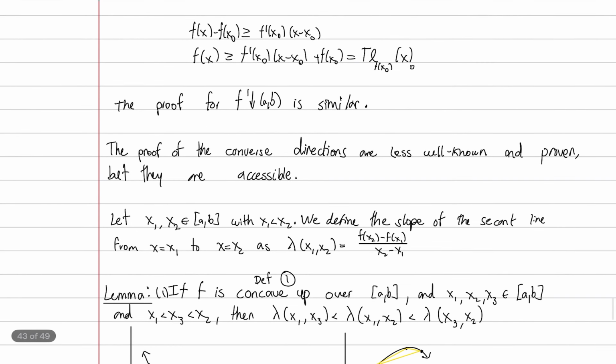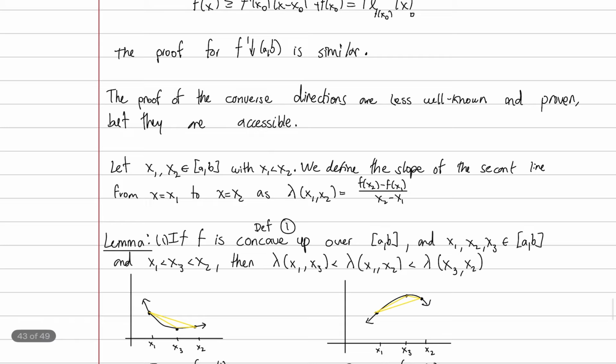Now, the proofs for the converse directions are less well known, and less proven in classes, but they are accessible. None of the proofs require some crazy finding that no one could have ever thought of. We're not solving the Riemann hypothesis or the Basel problem here. They're definitely doable. It's just that for a standard calculus class, it's not talked about.